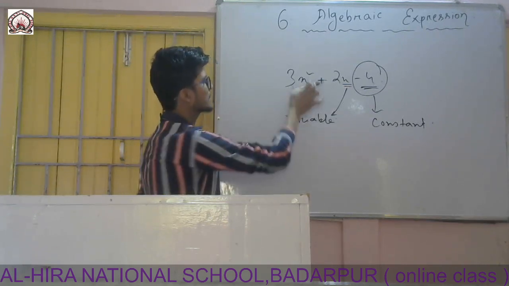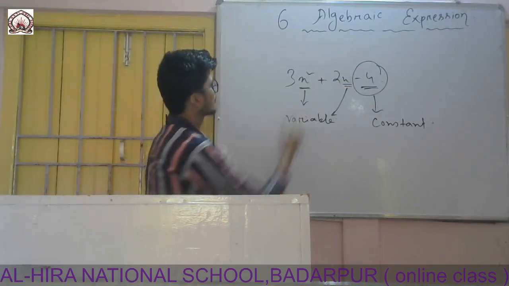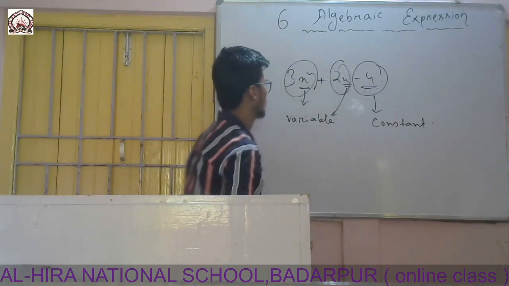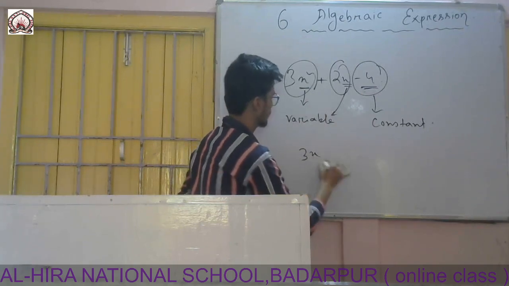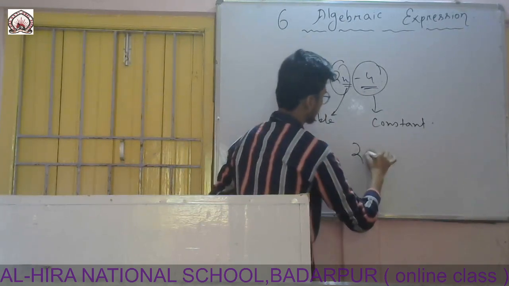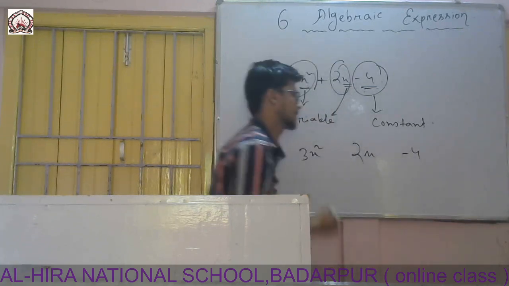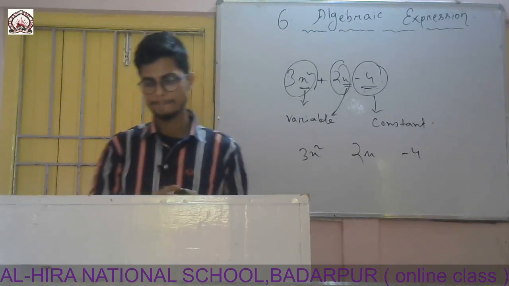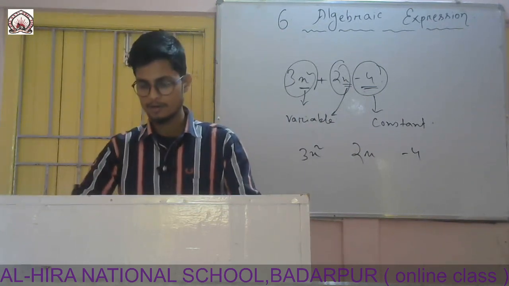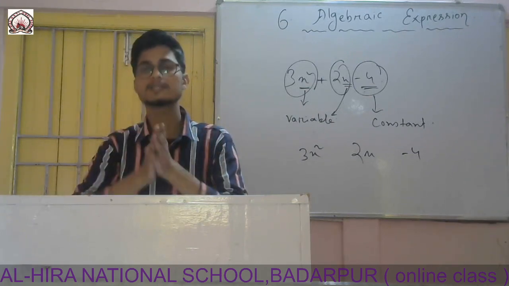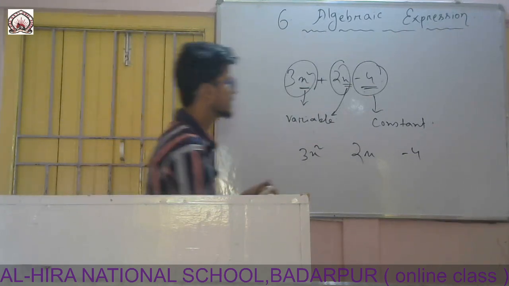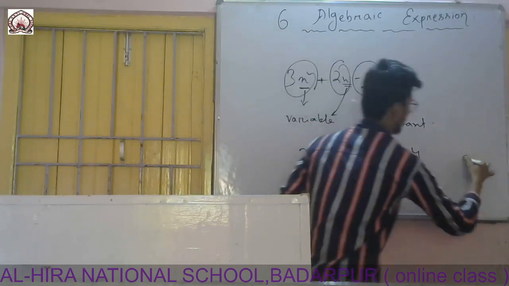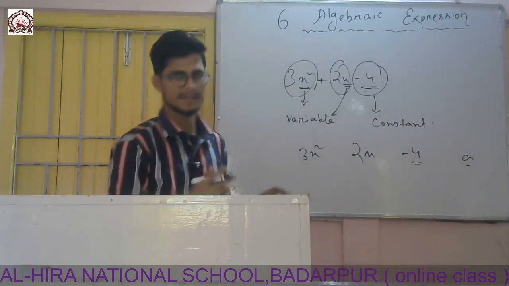So in this case, this is one term, this is another term, and this one is another. So 3x square is one term, 2x is another term, and minus 4 is another. So what is a term? A term is an arithmetic number, letter, group of letters, or group composed of both arithmetic numbers and letters. So in a term there may be only a number, there may be both letters and number, or simply a letter may be also there, anything.